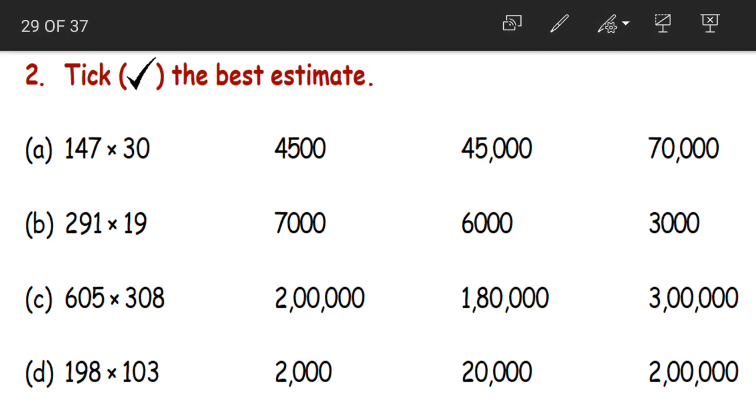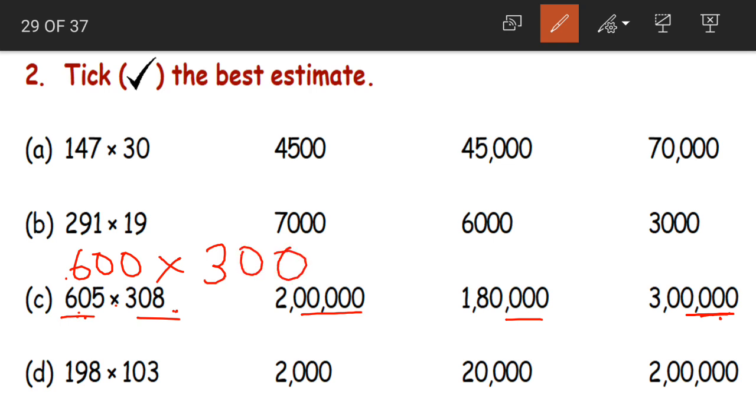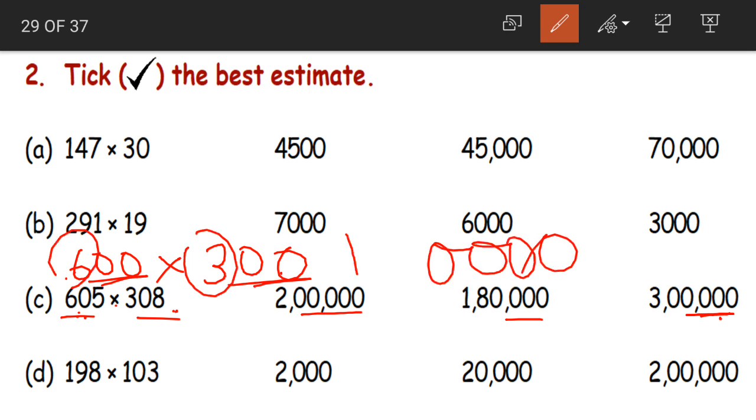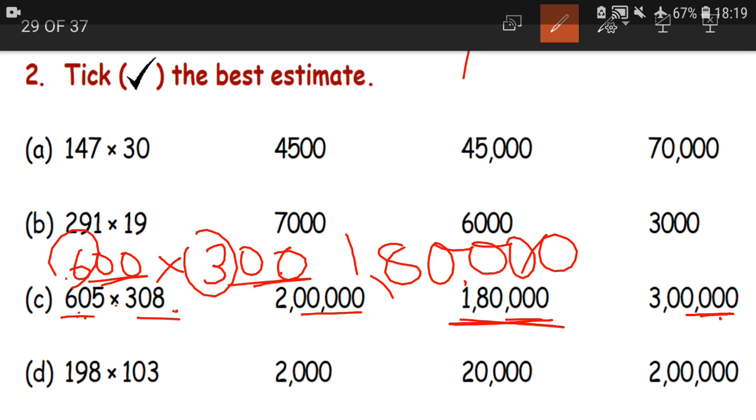Now again, 605 into 308 here. Now see children, all the numbers have zeros at the end. Let us round off these to the nearest hundreds. 605 becomes 600, 308 becomes 300. Now when we multiply, 4 zeros in the answer, 6 threes are 18. So 1,80,000 becomes our best estimate. Clear children? I hope this is clear, right?